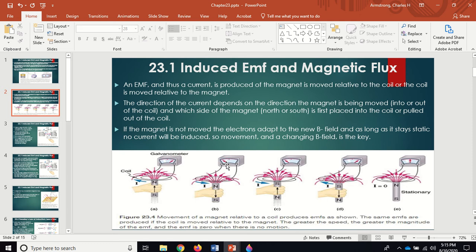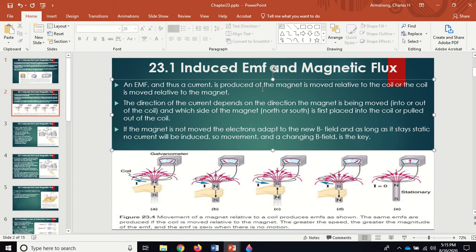Okay, induced EMF and magnetic flux. An EMF, we talked about that before, it's a voltage. It's called electromotive force, but it's not a force. You can think of the electrons being forced through, but it's a voltage. It has units of volts. And thus an EMF and thus a current is produced if the magnet is moved.